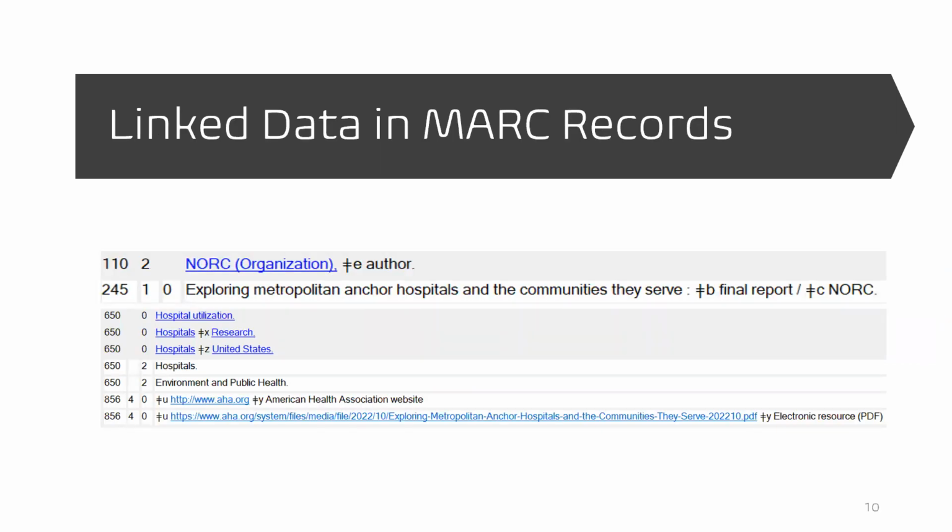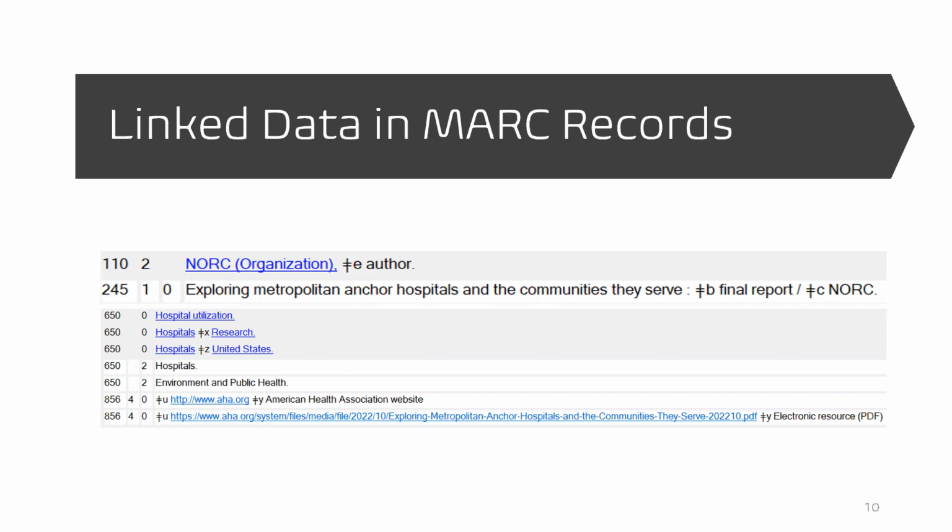So what about linked data in MARC records? Let's look at an example of linked data in a MARC record. This one is an item that I recently cataloged. It's an ebook for the American Hospital Association, or AHA Library in Chicago. If you want to look it up, it's OCLC number 1350812795, Exploring Metropolitan Anchor Hospitals and the Communities They Serve.